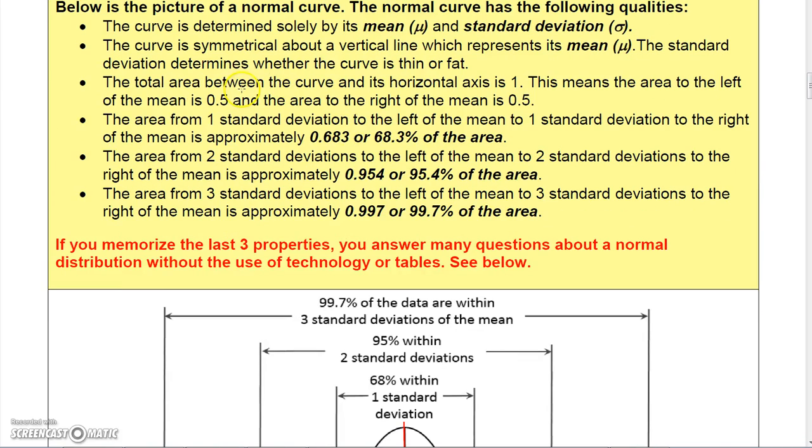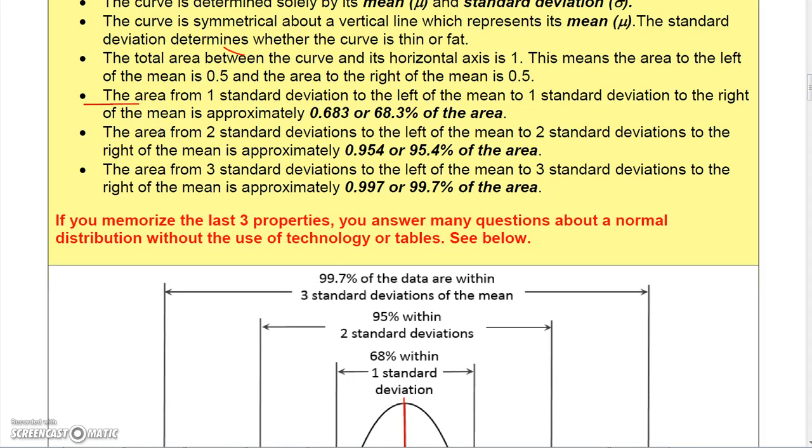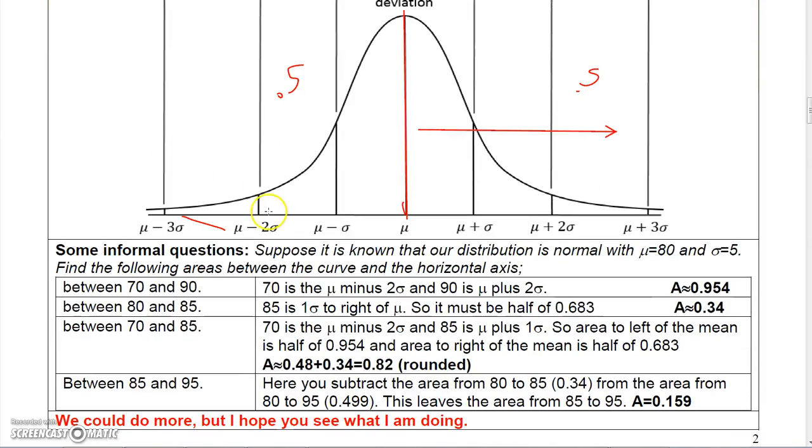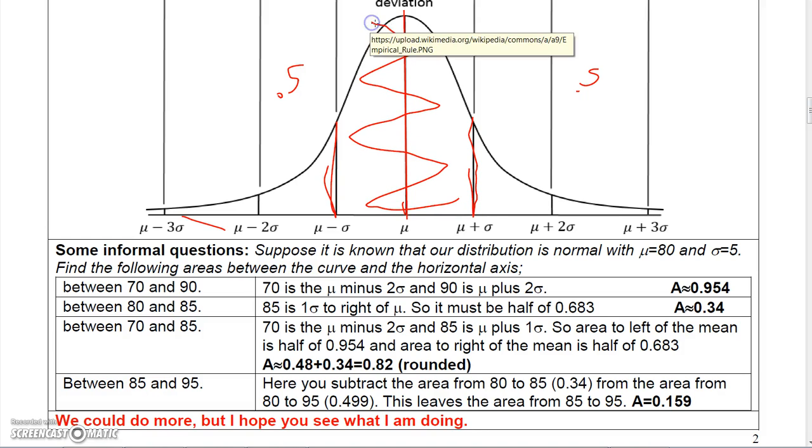Okay, but there's also some other interesting things about this curve. If you look right here, it says the area from one standard deviation to the left to one standard deviation to the right is about 0.683. So what that means is that if you take the area, say, from here under the curve over to here under the curve, then that area in here under the curve is actually about 0.683.